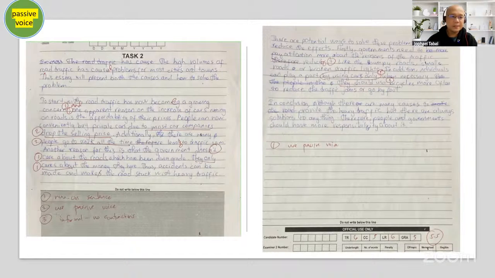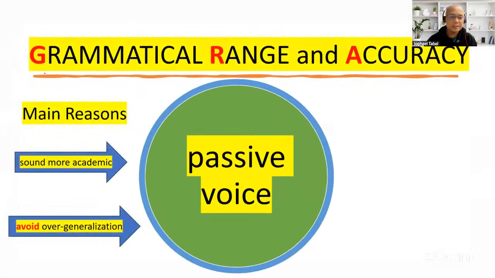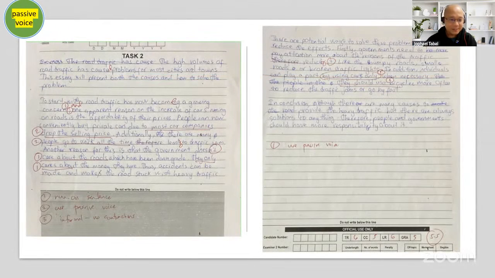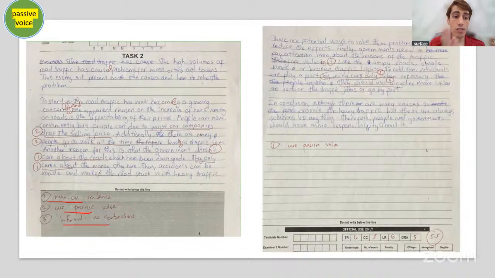So in here, it's quite a challenge to teach grammar for level 5.5. For example, at level 5.5, there are a lot of run-on sentences and a lot of active voice. So quite a big challenge, really. Active voice is not bad, but overusing it is terrible.